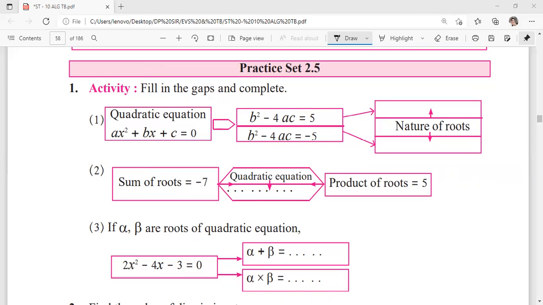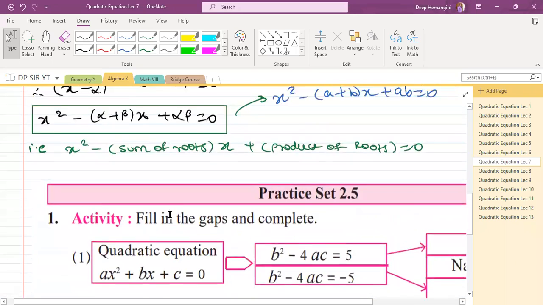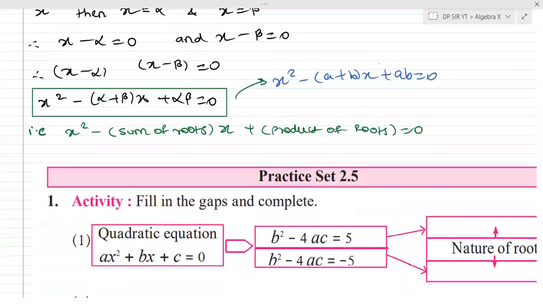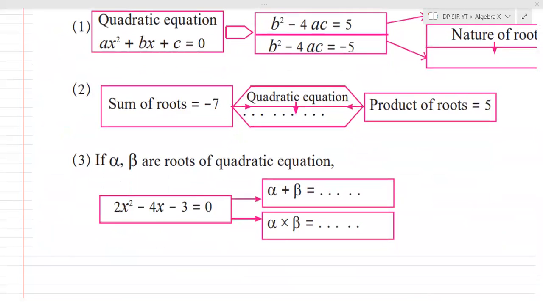So let's switch back to our OneNote app, and I hope my OneNote is visible with the question. Let me just do the full screen view and we'll go ahead. Okay, so I hope the question is visible to everyone properly.